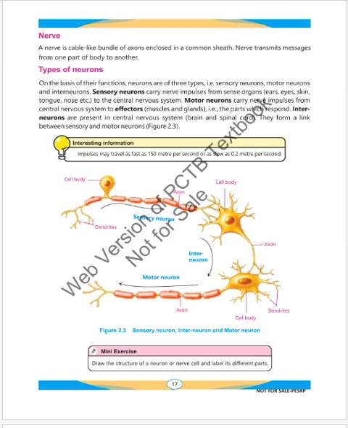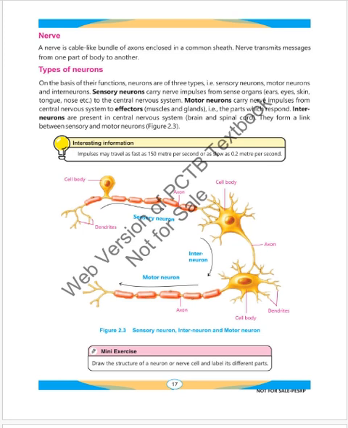Types of neurons. On the basis of their function, neurons are of three types: sensory neurons, motor neurons, and interneurons. Sensory neurons carry messages from sensory organs, that is eyes, ears, skin, tongue, nose, to the central nervous system, while motor neurons carry messages from the central nervous system to the effectors, muscles and glands, the parts which respond. Interneurons are present in the central nervous system, brain and spinal cord. They form a link between sensory neurons and motor neurons, as shown in figure 2.3.